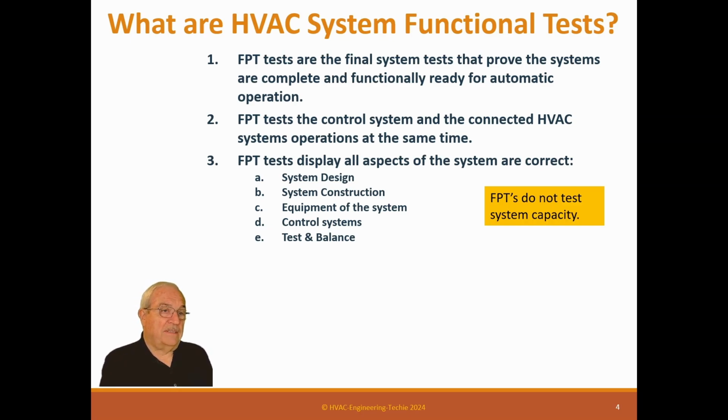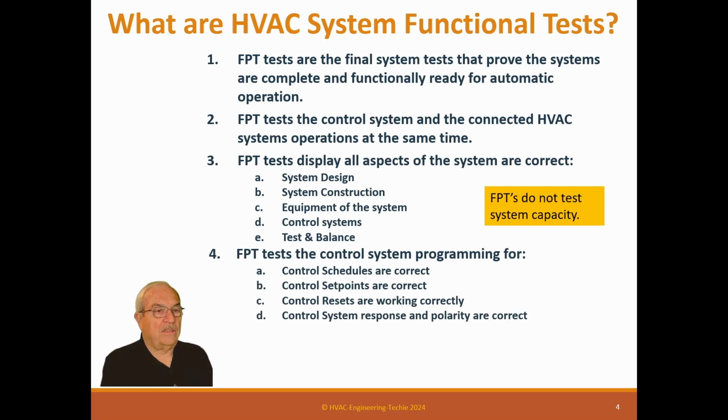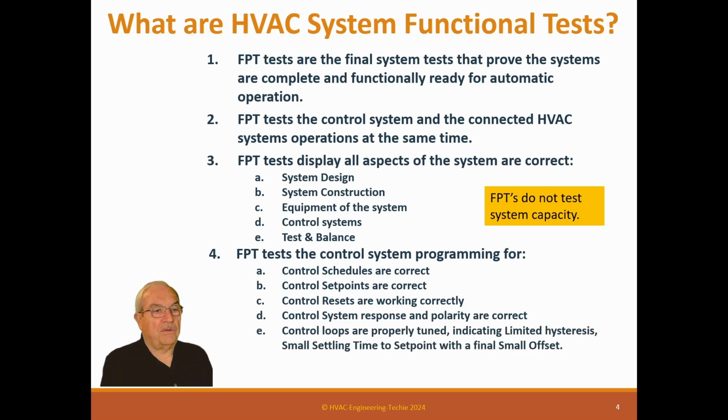The reason that it doesn't test capacity is because capacity is so difficult to test because you can't control the environment. You know, if you could tell when a design day is going to happen, you know, it's the same temperature and humidity as the designer used, then you could actually test the capacity, but it's not there. So FPT tests the control system programming for control schedules are correct. Control set points are correct. Control resets are working correctly. Control system response and polarity are correct. Control loops are properly tuned, indicating limited hysteresis, small settling time to set point and a fine small offset, and we'll go over all this later.